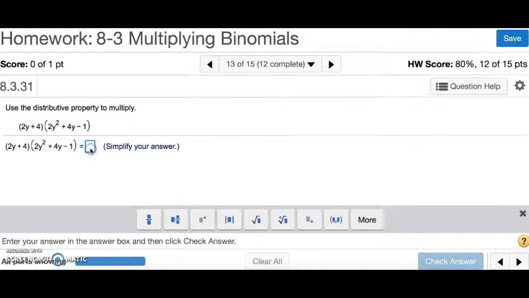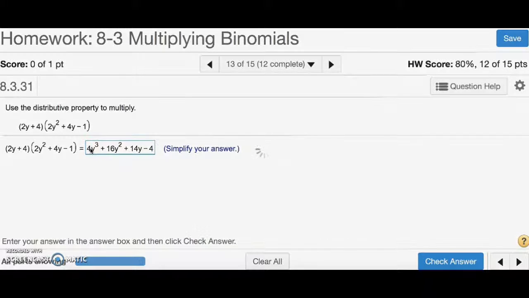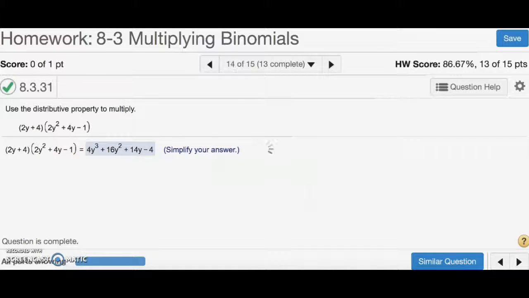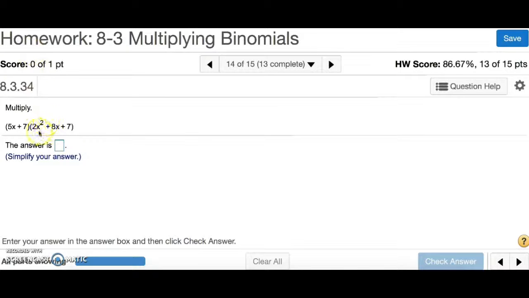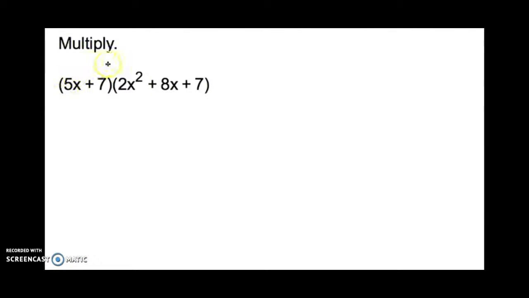Bring it in, we have 4y to the third plus 16y squared plus 14y minus 4. That is number 13. Number 14, we were doing the same thing. We were multiplying a binomial by a trinomial. So let's do that. So we're going to multiply 5x to everything and then 7 to everything.